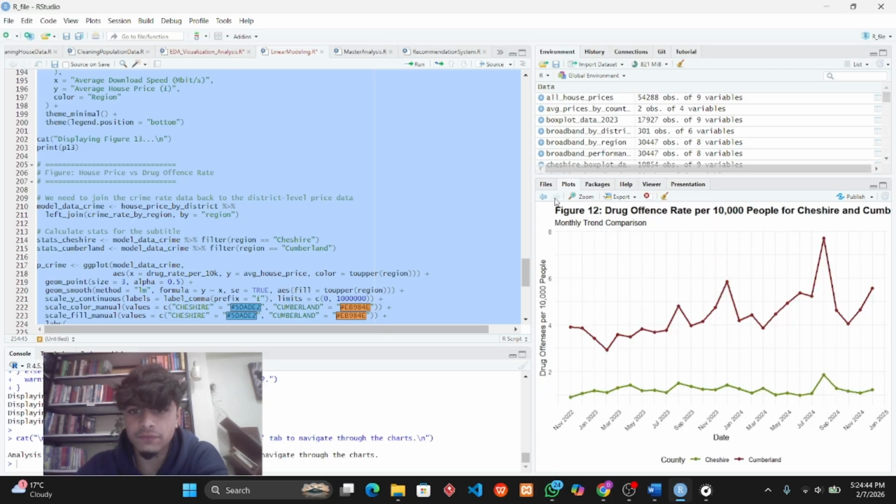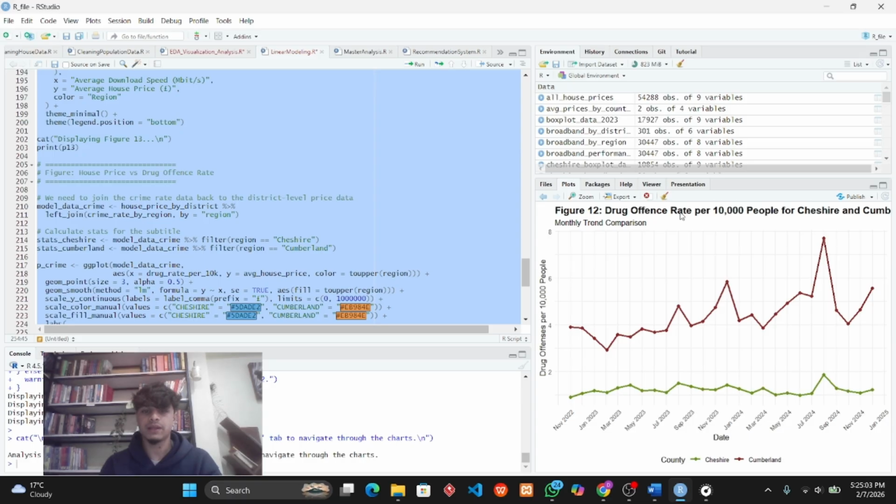So in figure 11, we can see drug offense rate per 10,000 people for Cheshire and Cumberland. This figure shows monthly fluctuations in drug offense rate in both counties. The pattern differs, suggesting different crime dynamics over time.